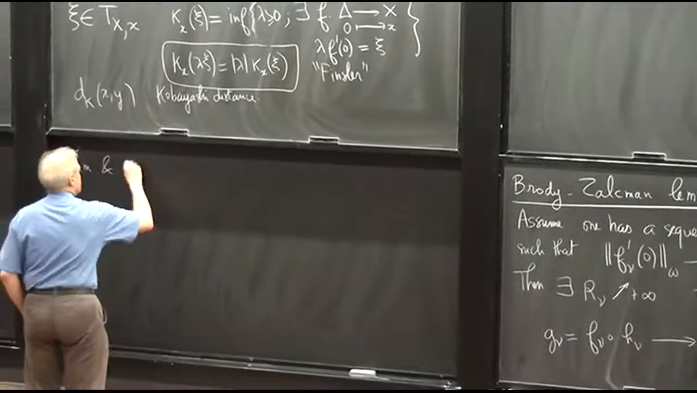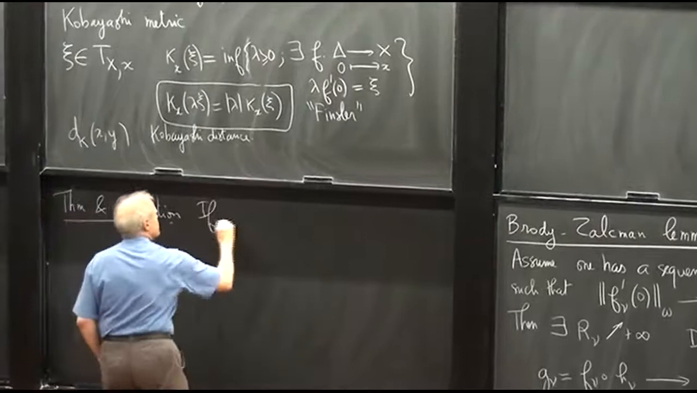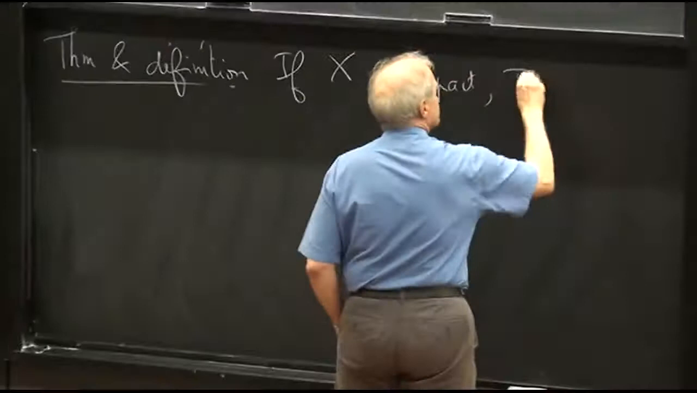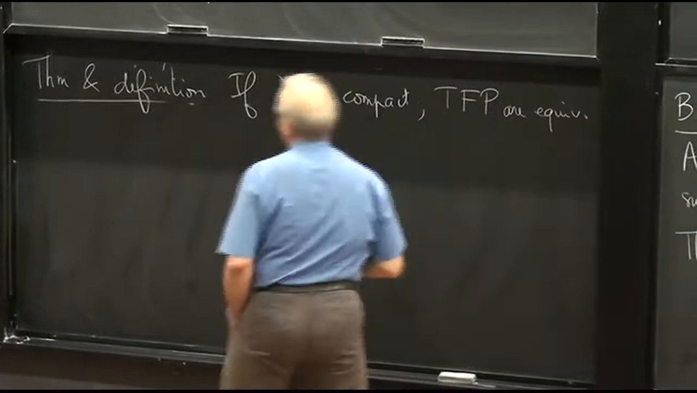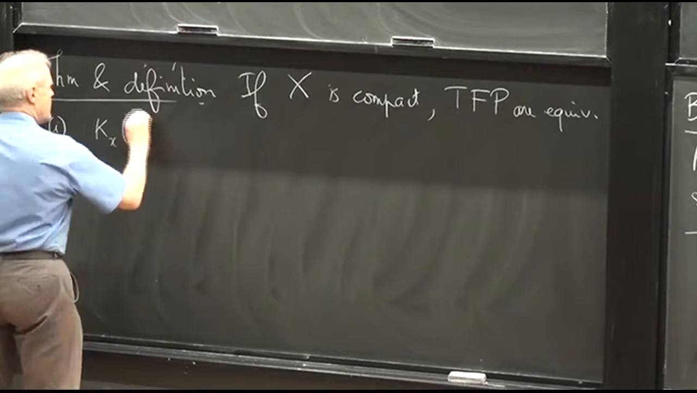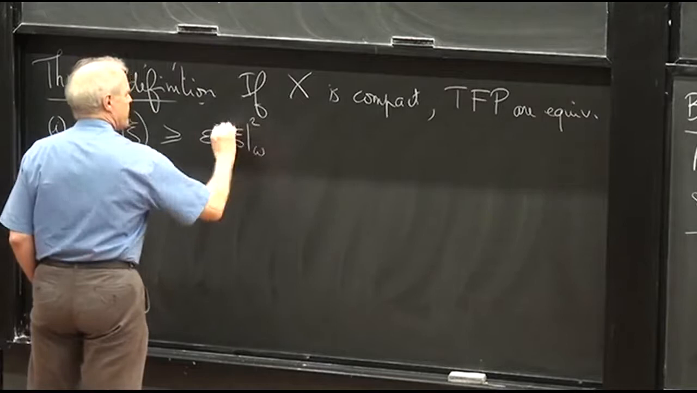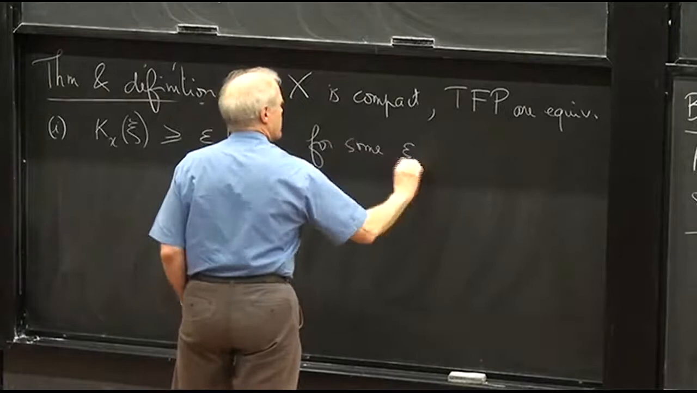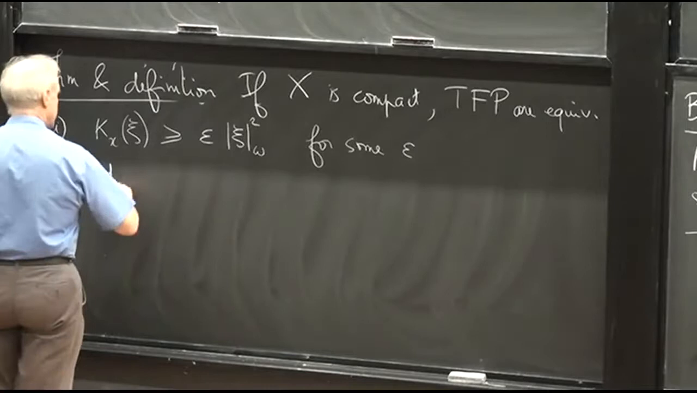So if X is compact, the following properties are equivalent. First property, the Kobayashi infinitesimal metric is non-degenerate. Namely, it's larger than epsilon times the norm squared, for some epsilon. Second, the Kobayashi distance is non-degenerate, I mean it separates points.